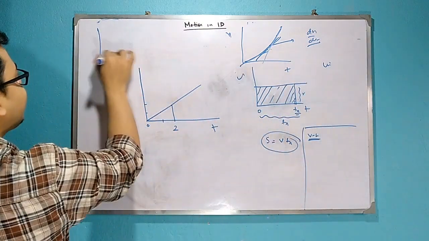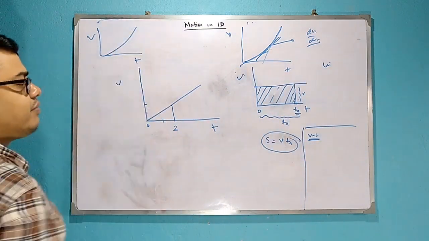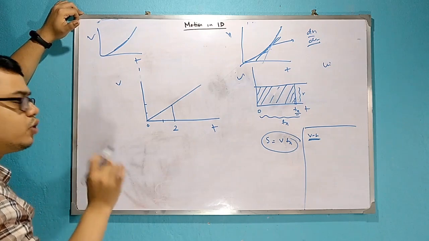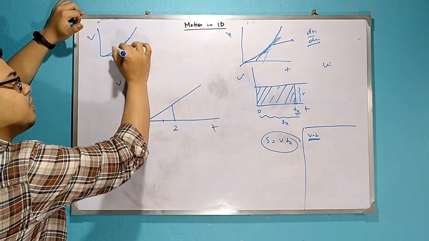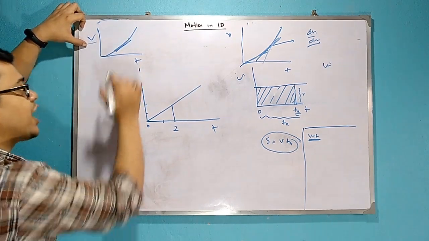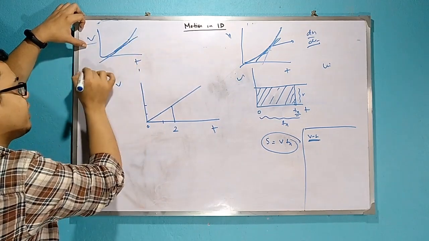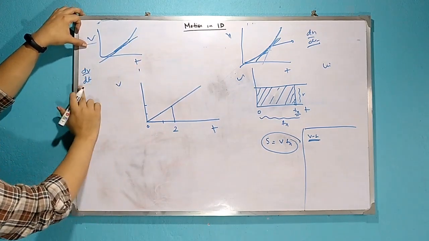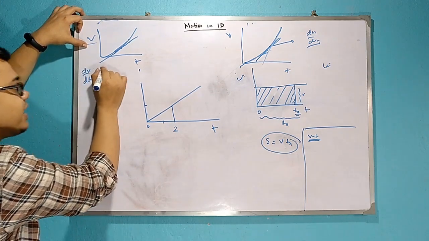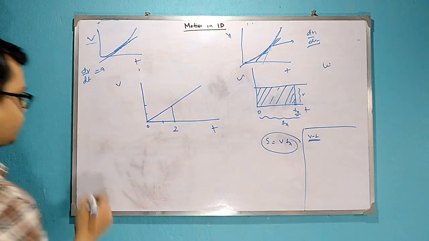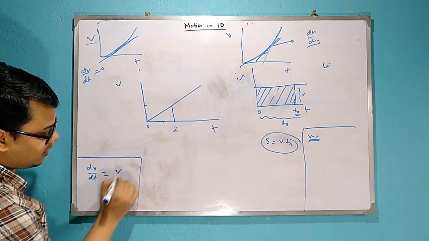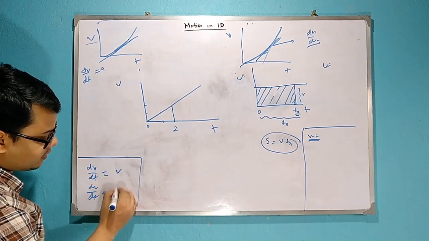Similarly, suppose this is my vt graph. Between this and this, we can determine the average acceleration, but to determine the instantaneous acceleration, we require a slope. So if you differentiate v for a very small time, you will have this slope, and this is nothing but dv by dt. That means for a small change of time, what is the rate of change of v? It is nothing but the acceleration. So note this one: dx by dt is nothing but v, and dv by dt is nothing but a.